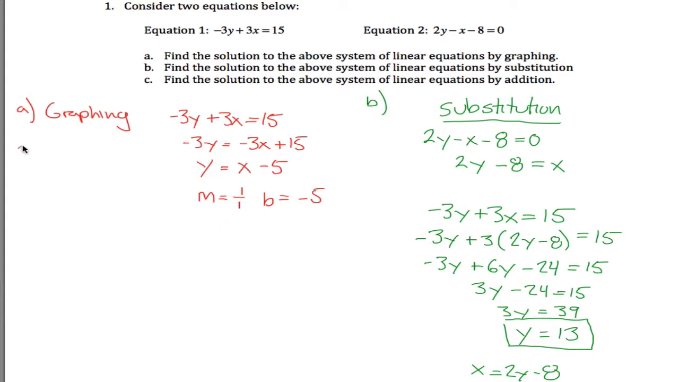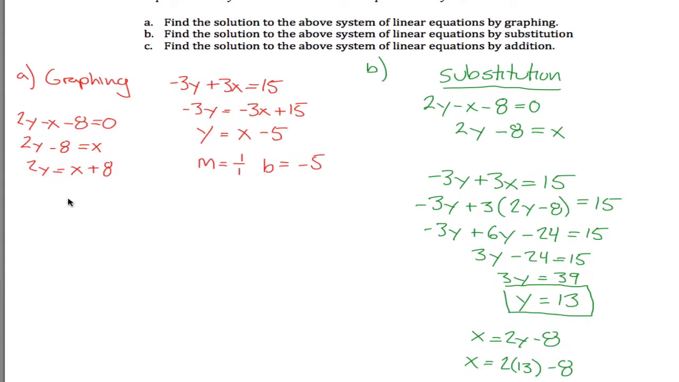And then similarly, we got 2y minus x minus 8 equals 0. So I could add the x and add the 8 over. Maybe I'll do it one step at a time. 2y minus 8 equals x. 2y equals x plus 8. But then I got to divide both sides by 2. And so that leaves me with half x plus 4. So I get that m is equal to 1/2 and b is equal to 4.